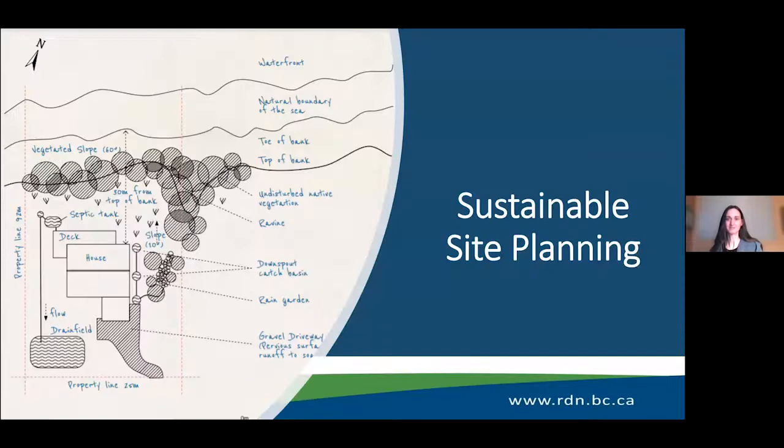So we'll start off with sustainable site planning. In the case of new homes, we have the luxury of deciding how to site and orient them within the bounds of regulations that are out there. Where we situate our homes has a big impact on how vulnerable they are to different risks and what impacts they have on the surrounding landscape.